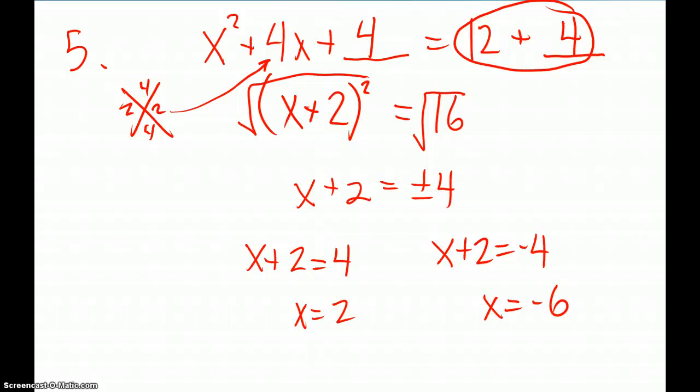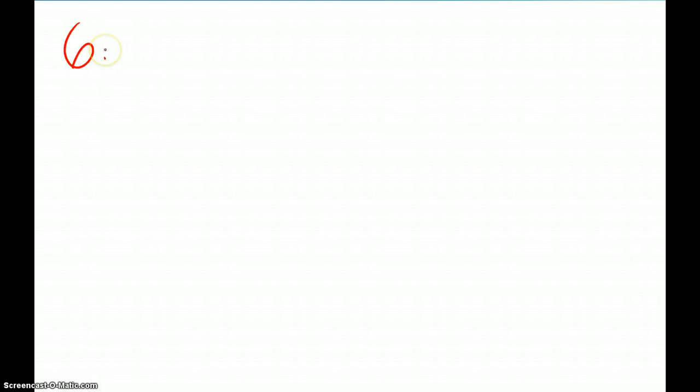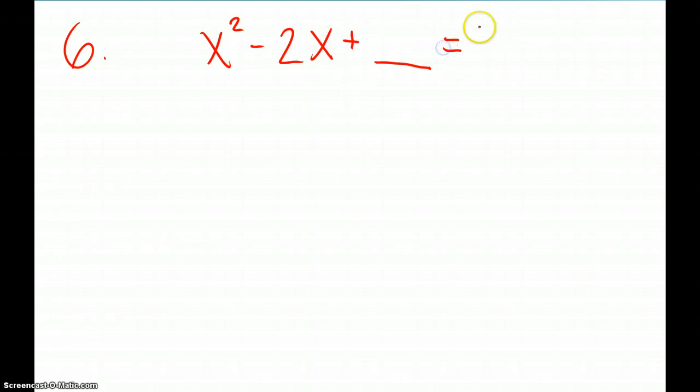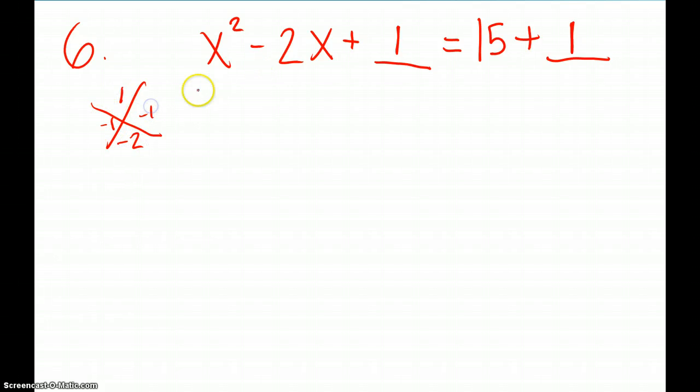Number 6. x squared minus 2x plus something equals 15 plus something. So they've been nice to us and always putting the c on the other side. Chop this in half, I get negative 1. Negative 1 times negative 1 is 1. Whatever I add to one side, I have to add to the other side. So what multiplies to 1 and adds to negative 2 is minus 1 and minus 1. Again, what I just chopped in half.